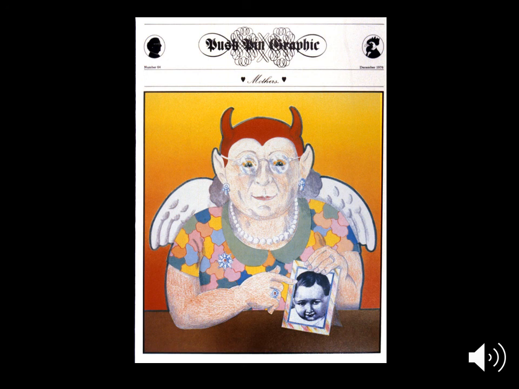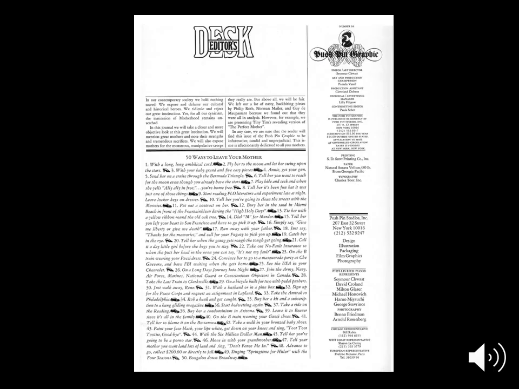This one, in fact, is on the subject of mothers, with a cover illustration by Quast of a mother who clearly loves her son, but seems to possess both angelic and hellish characteristics. Here's the editorial page of that same issue, rather decorative, a very traditional layout, with an article on 50 ways to leave your mother, a takeoff, I think, of the Paul Simon song.